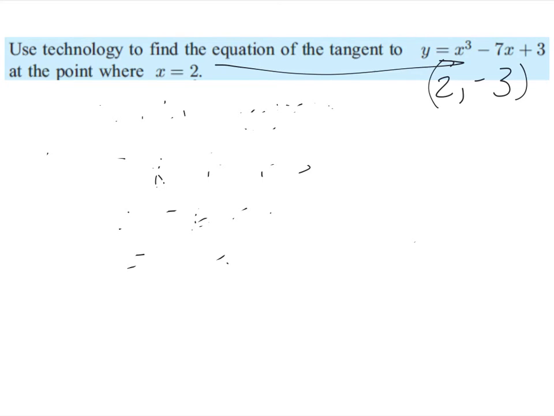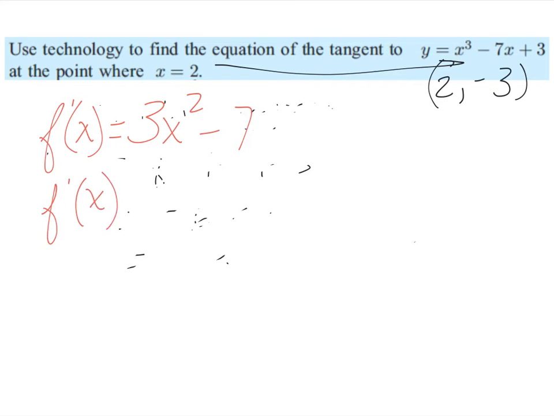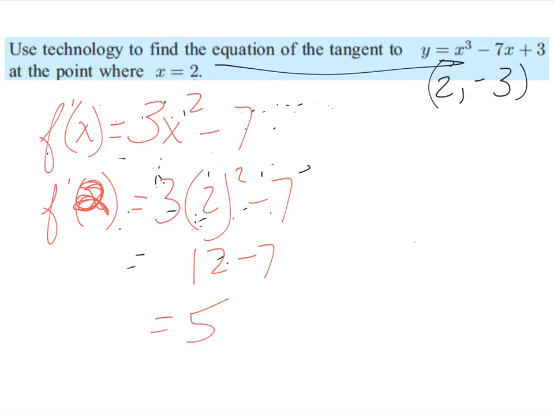All right, so now we're going to find the derivative, f prime of x, which is equal to 3x squared minus 7. And then we're going to find the derivative at the point where x equals 2. So I'm going to put a 2 here. So we get 3 times 2 squared minus 7. So 4 times 3 is 12, minus 7 is 5. So the slope is 5.